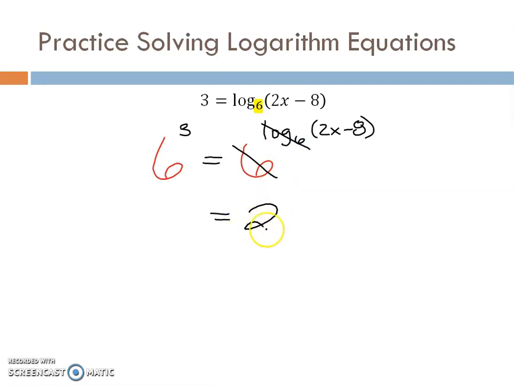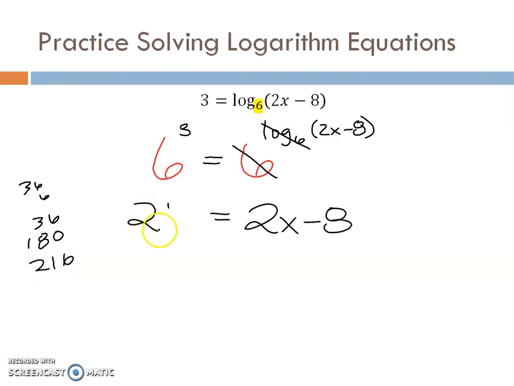When I do that, I'm left with a 2x minus 8. And then on the left side, I have this 6 cubed. What is 6 cubed going to give me? Well, it's 36 times 6. So 6 times 6 is 36, and 36 times 6 gives me 216.